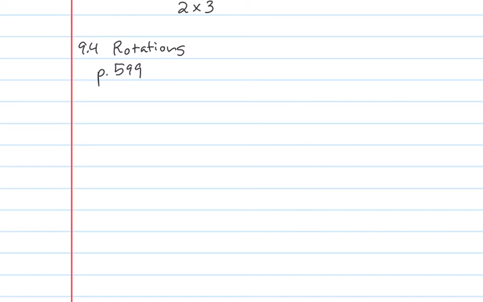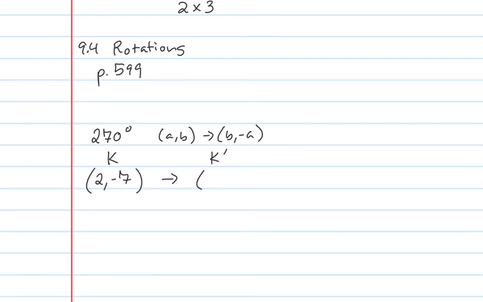I'll just do one quickly for 270 degrees, rotating 1 point K. So here is K, and it is at 2 comma -7. And my rule for 270 degrees says I take A, B to B, negative A. So K prime is going to be, this is B, this is A. So I want to have B in the first spot, -7, and then the opposite of A, so that would be -2.